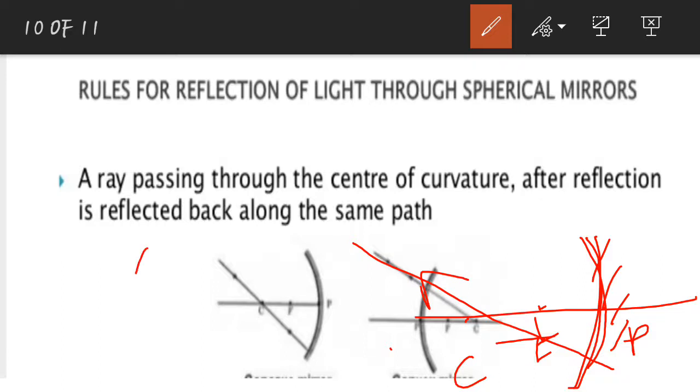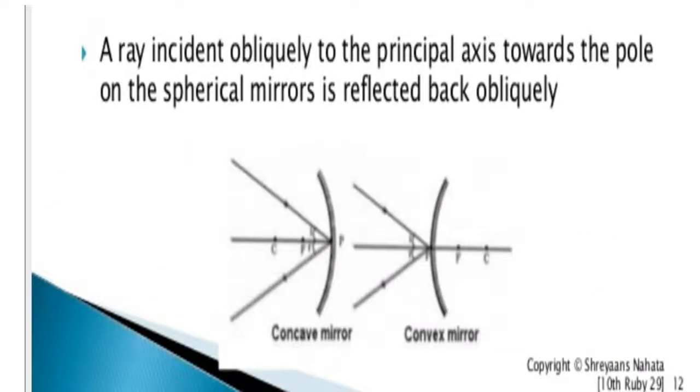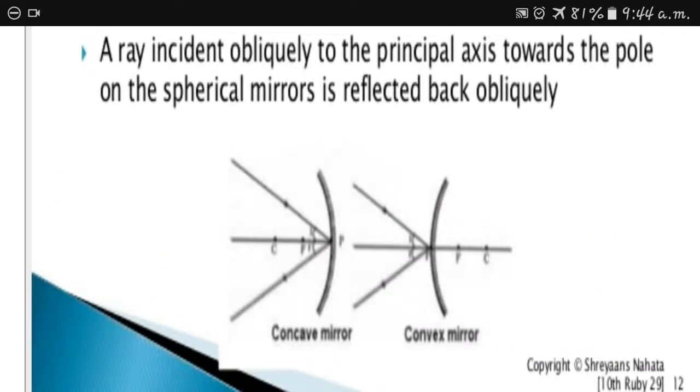For a convex mirror also, this is our pole, this is focus, and this is going to be a center of curvature for us. So through a center of curvature, when a line is passing it, you have to draw it with a dotted line, and then it will come like this. So it is going to be the same. Clear?